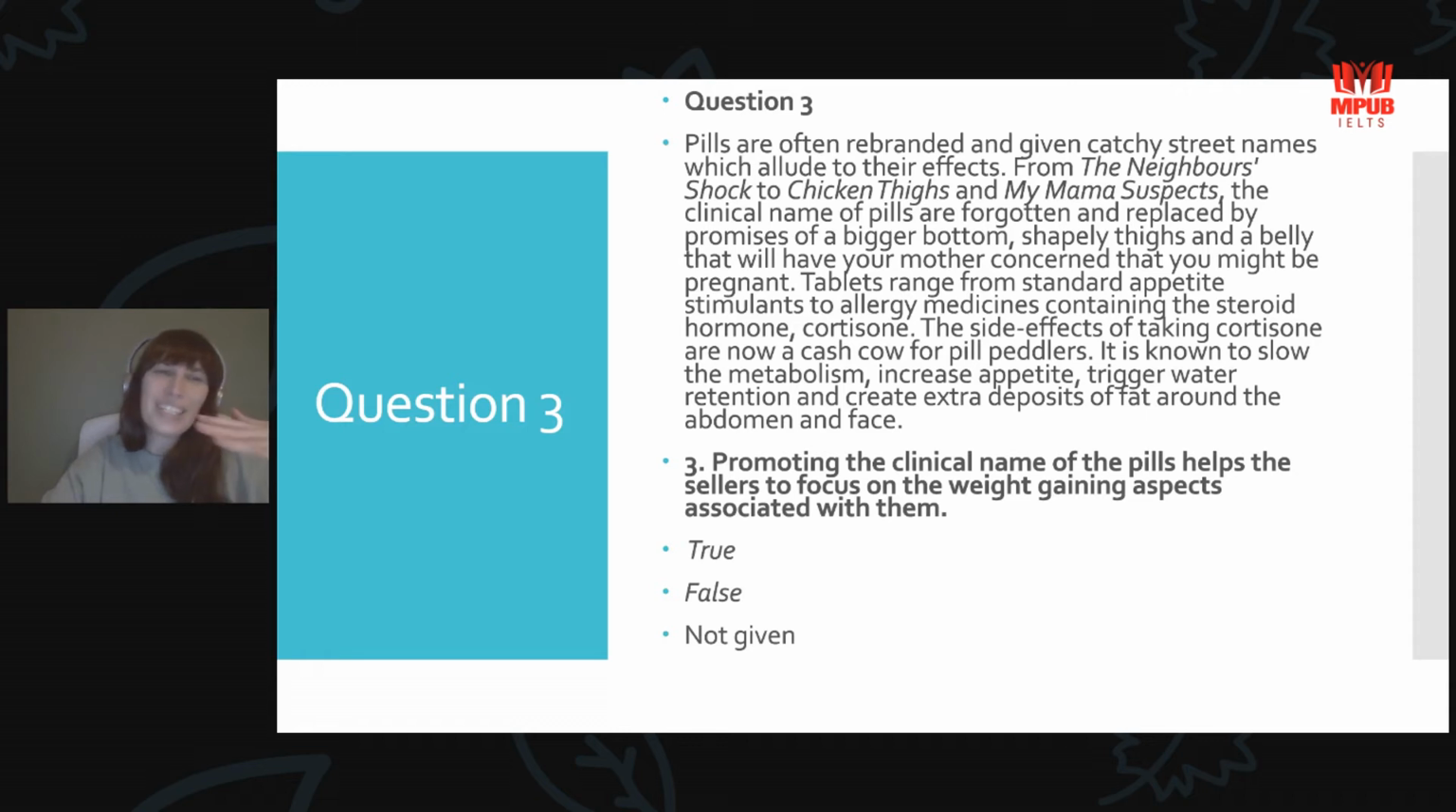So let's have a look at the statement and let's see if it's true, false, or not given. So promoting the clinical name of the pills helps the sellers to focus on the weight gaining aspects associated with them. Is that true? Is it false or not given? What do you guys think? Is it going to be true? Is it going to be false? Or is it not given? So have a look and see if you can find the answer.